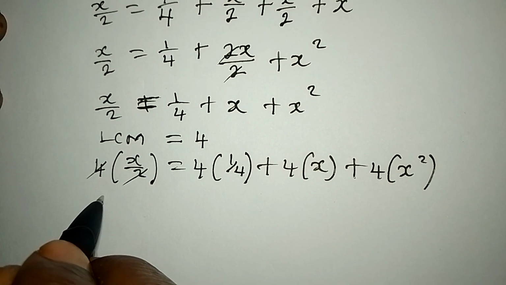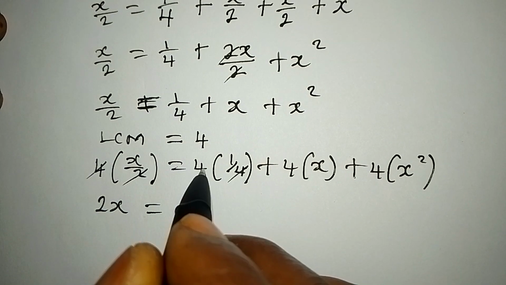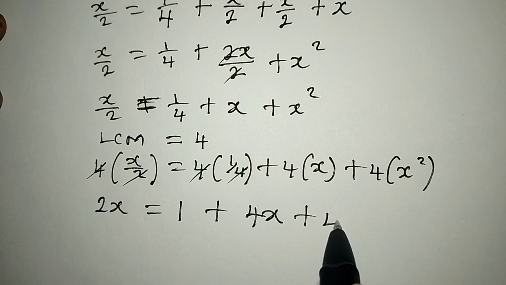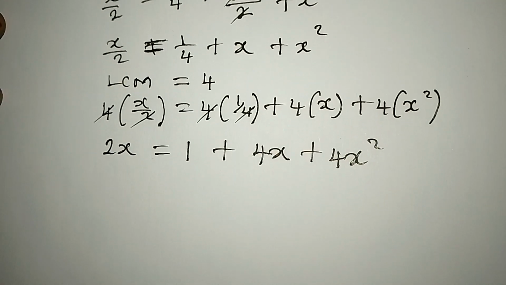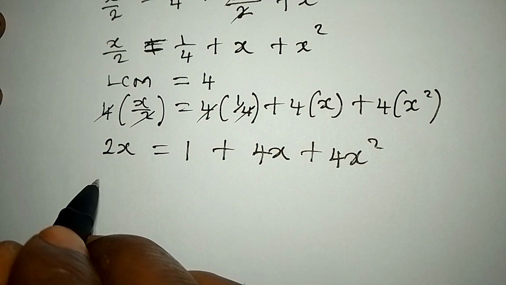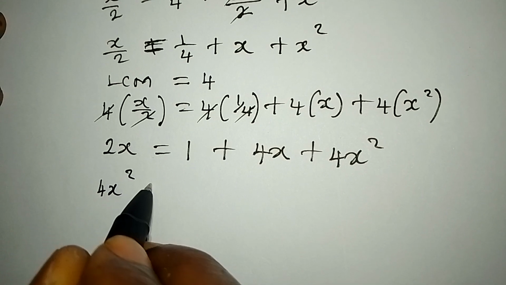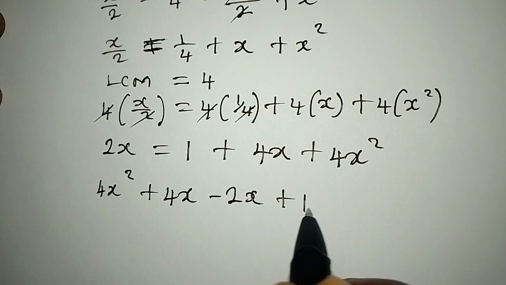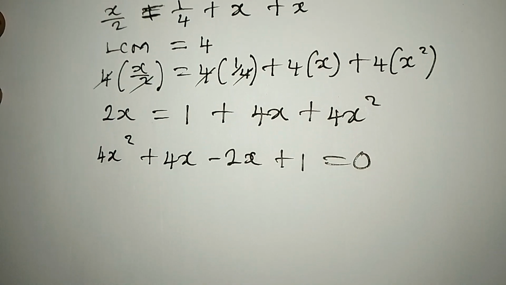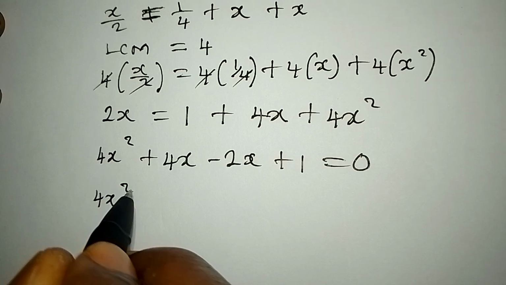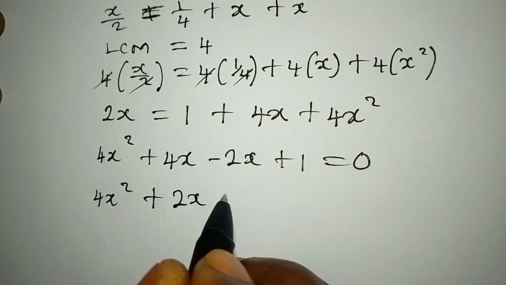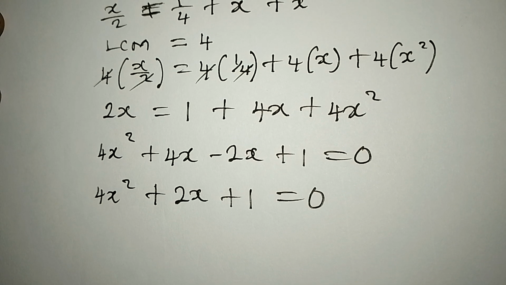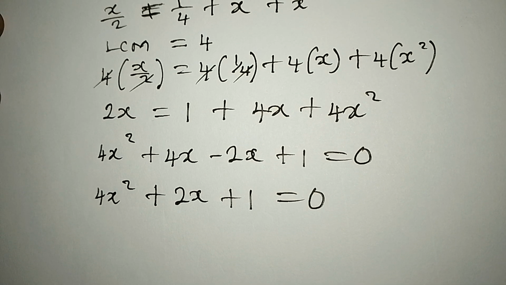Now we have 2x equal to 1 plus 4x, then plus 4x squared. If we want to arrange this better, we have 4x squared first, then plus 4x, this becomes minus 2x, then plus 1 equals 0. Now 4x squared plus 2x plus 1 is equal to 0. This is what we have, and it's a quadratic equation.